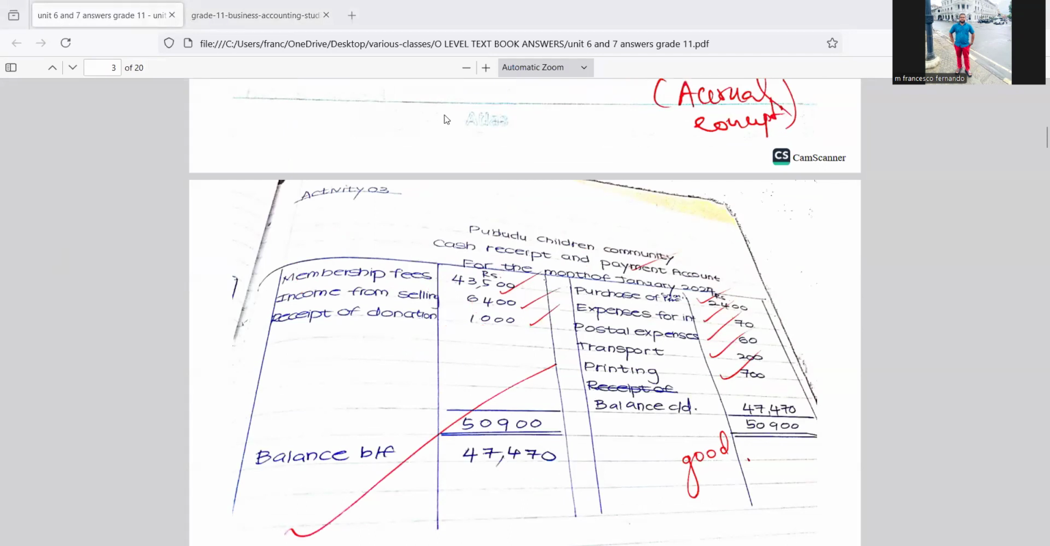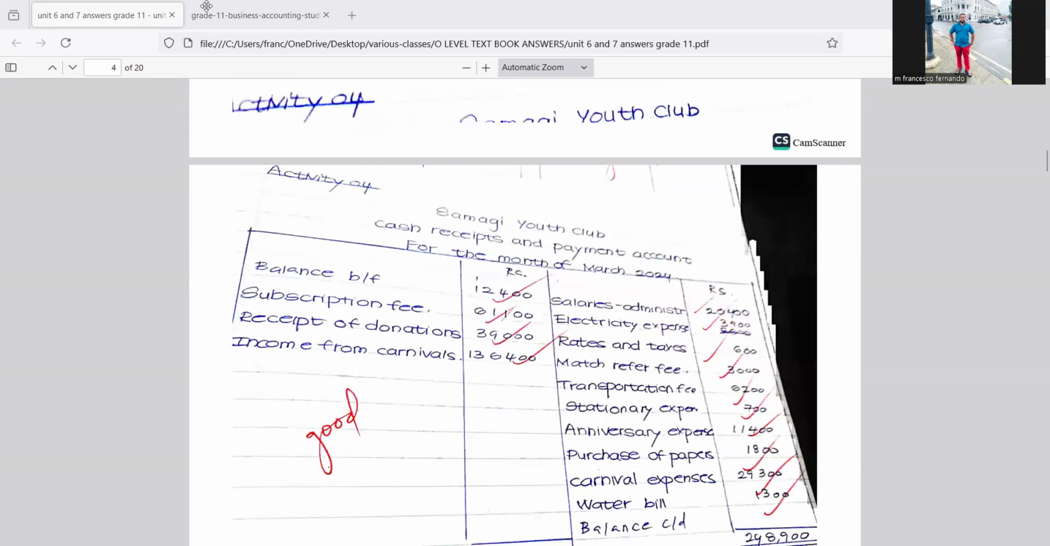Another thing to be remembered is purchase of stationery. Even though it is recorded in the cash receipt and payment journal, it should not be recorded in the income statement, because in the income statement we record only income and expenses. So purchase of stationery is an asset, right? But here it is a payment, therefore we can record it in the credit side. In the income statement, we are not recording purchase of stationery.